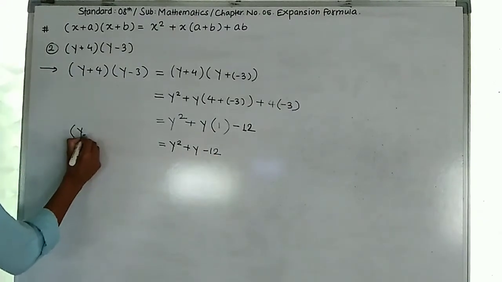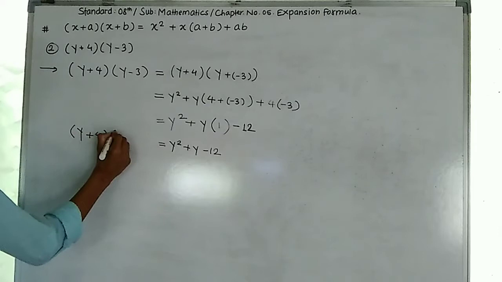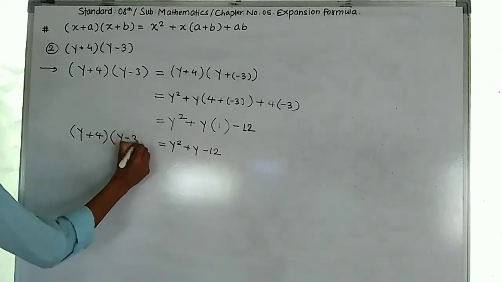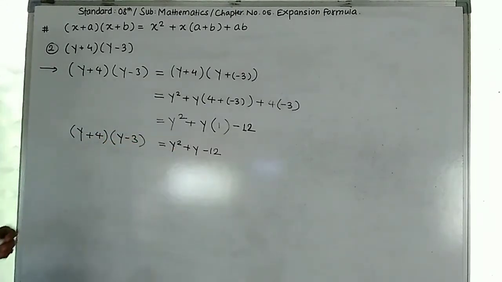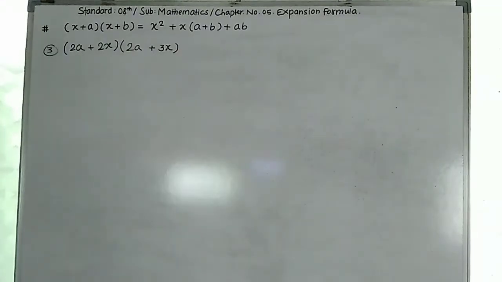We have got (y+4)(y-3) is equal to y square plus y minus 12. Okay, now let us see the third sub question. Now what is the third sub question? That we have to expand (2a+2x)(2a+3x).